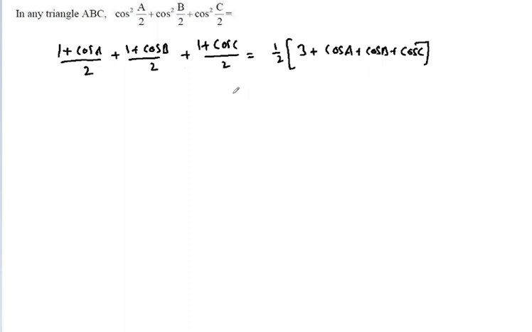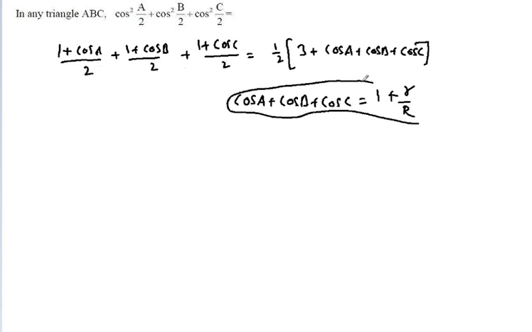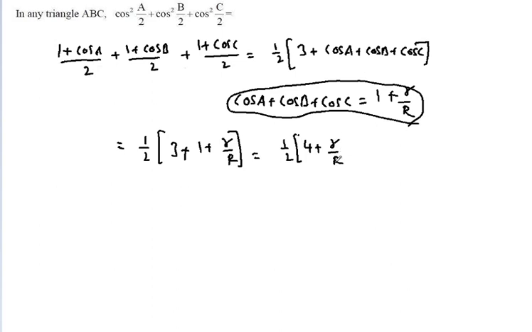In properties of triangles, we know the value of cos A plus cos B plus cos C is equal to 1 plus small r by capital R. Remember this relation. Substituting this value in that equation, 1 by 2 into (3 plus cos A plus cos B plus cos C), that is 1 plus small r by capital R, that is equal to 1 by 2 into (4 plus small r by capital R). So multiplying by 1 by 2, that is 4 by 2 is 2 plus small r by 2 capital R. This is the answer.